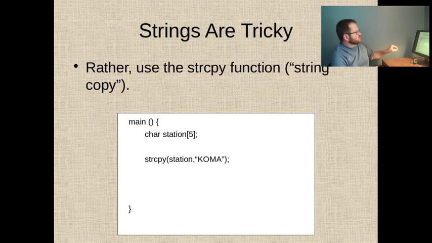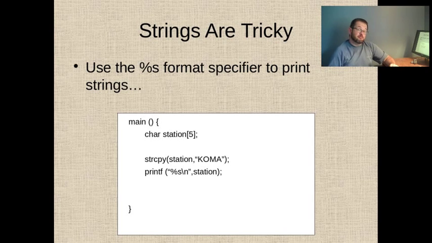So instead what you have to use is a function called strcpy, or string copy. String copy, station, comma, what you want to go into station, works just fine. So here I made my variable called station, and then I'm saying station is equal to quotation marks KOMA. String copy is part of the stdio.h library, and so as long as you've included those at the top of your program, you'll be able to use things like string copy.